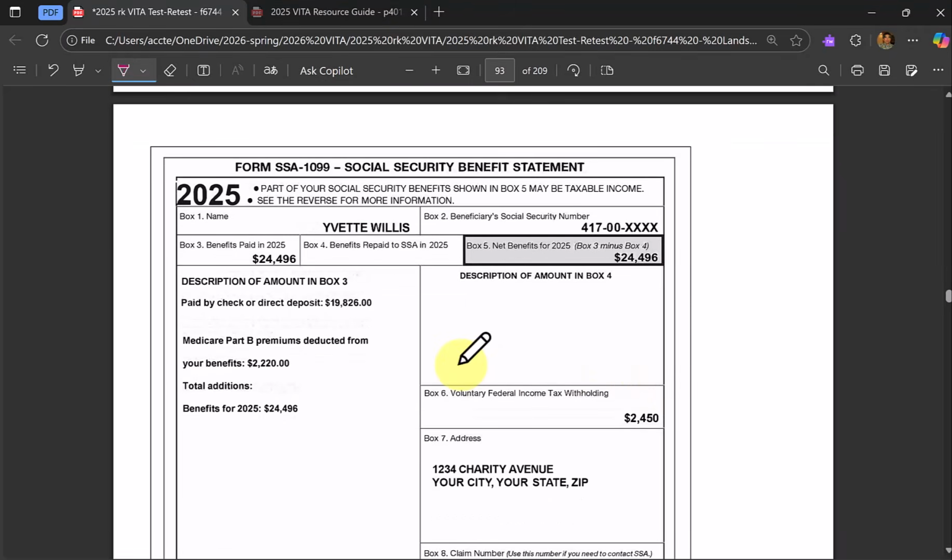So here's Yvette's Social Security. Here's her benefit. Here's how much was taken out for Medicare insurance. This is the amount that is being collected, though. And we need to calculate how much is taxable. Don't forget to pick up any tax withholdings.